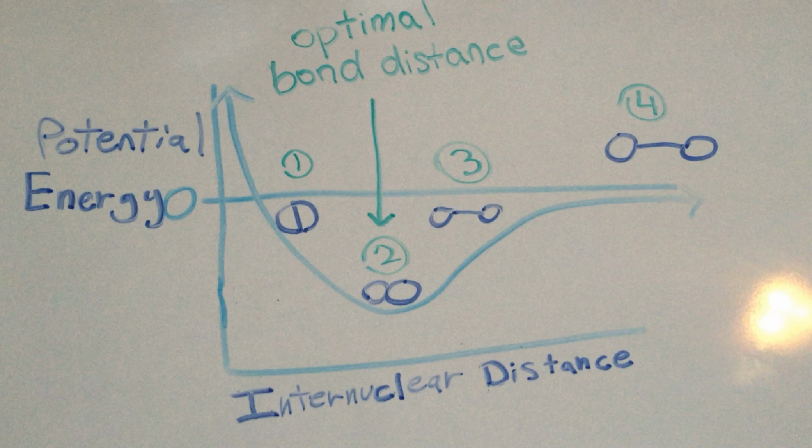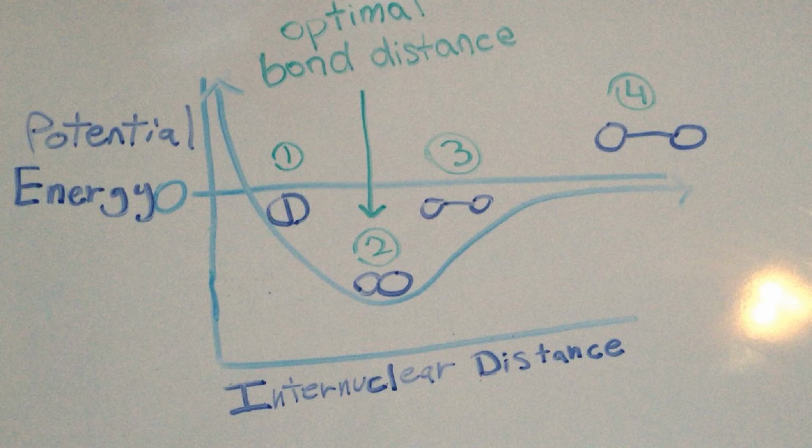If the atoms were to get any closer, such as in structure 1, the repulsion of the electrons would make them too unstable.